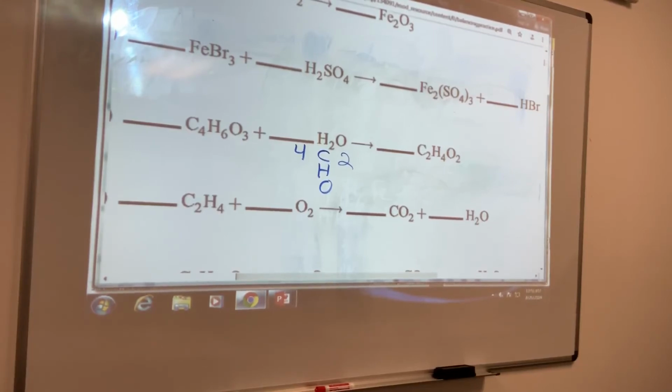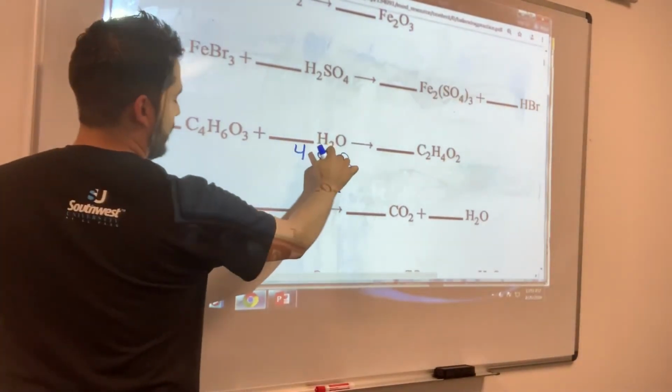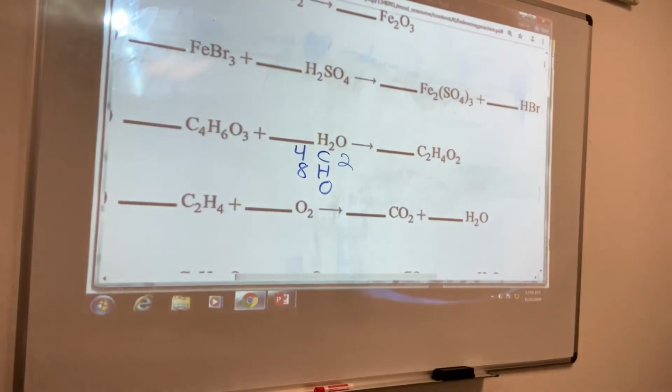Oh, 8. You will see why there's 8 hydrogens on the left side. H2 and H6. Right, there's 6 here, and there's 2 here. That's how many? 8. How many do I have on the right side? 4.